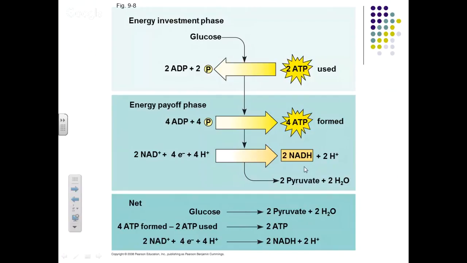If you are a bacterial cell, that NADH is not used for that. It has to be converted back to NAD through the process of fermentation. We'll talk about that at the end of chapter 2.